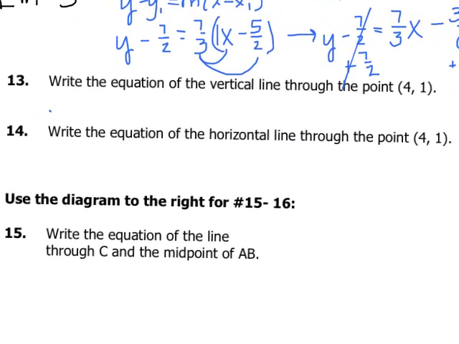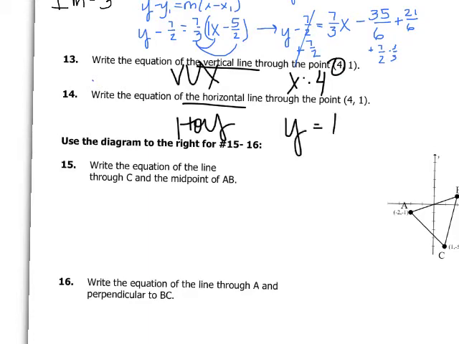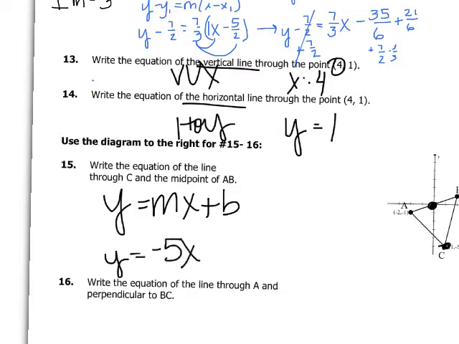Alright. 13 and 14, these do not get any easier. Vertical line is vux, so it's x equals, and then your x value is 4. Horizontal line is hoi, so it's y equals, your y value is 1. Okay, 15, you want to go midpoint of AB, so that's right here, and through C, so y equals mx plus b. Your slope, if you count from one point to the next, is negative 5. So negative 5x, and then your y-intercept, where does it cross the y-axis? Right here at 0, plus 0. I would just write that.